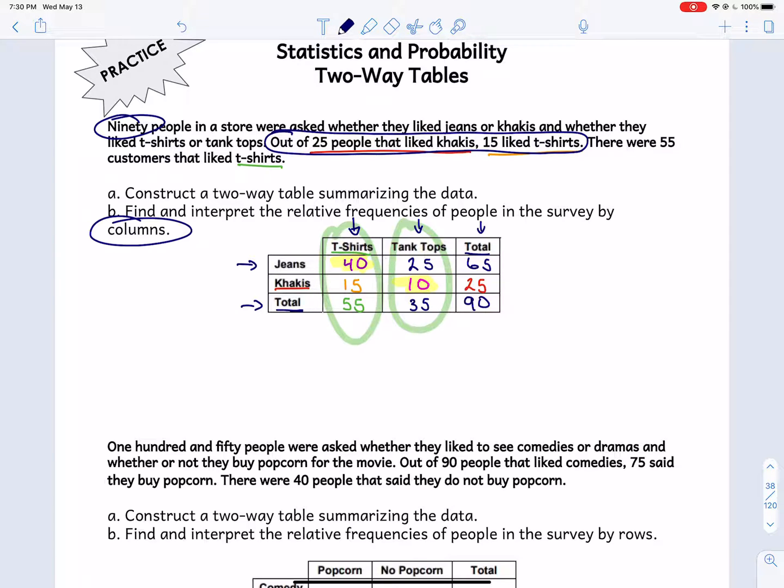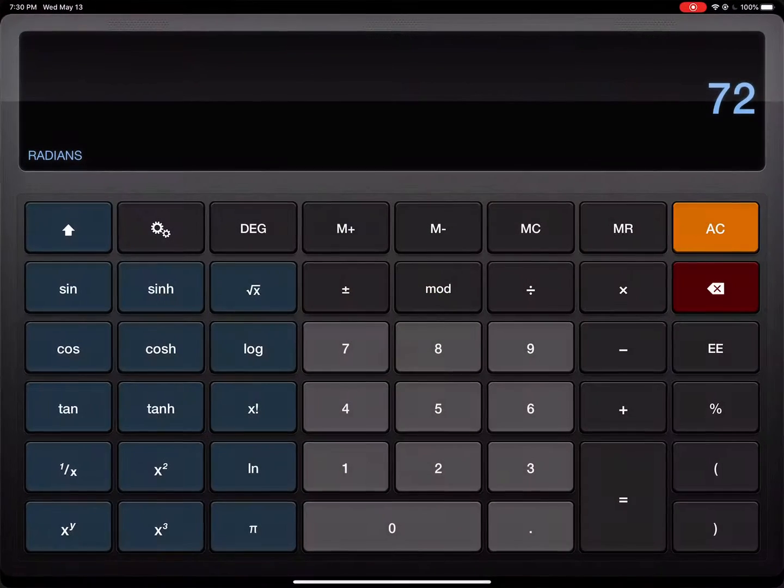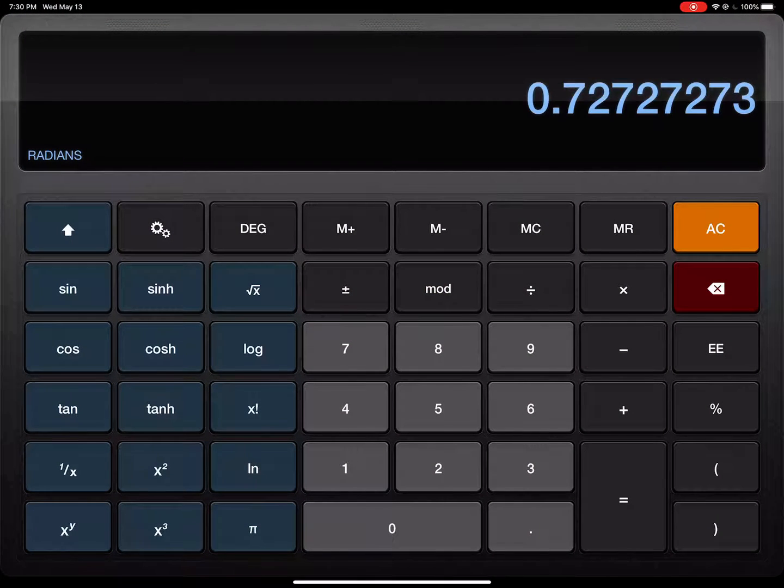All right, so it says relative frequencies, though. Remember, that is percent. So that first number under the t-shirts, we need to make a percent for that. So 40 out of 55. 40 out of 55 people, and that's how we're going to start. So we need to know what percent that is. So 40 divided by 55, and I'm going to round it. So let's say 73%.